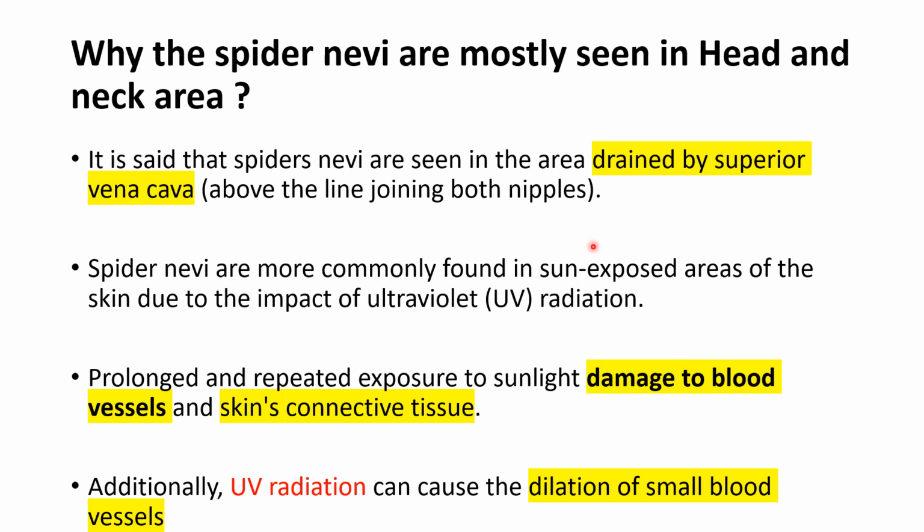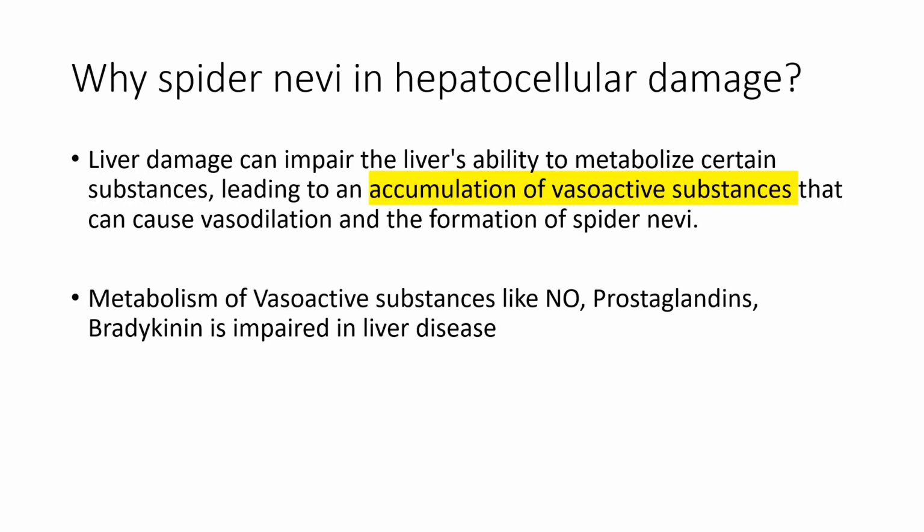So, as I mentioned before, in the sun exposed areas we can see this spider nevi. Why in sun exposed areas? Because repeated exposure to sunlight will lead to damage to the blood vessels and the connective tissue, and at the same time can lead to dilation of the small blood vessels. Now the question would be, why spider nevi in hepatocellular damage? I told you, in alcoholics this is most commonly seen.